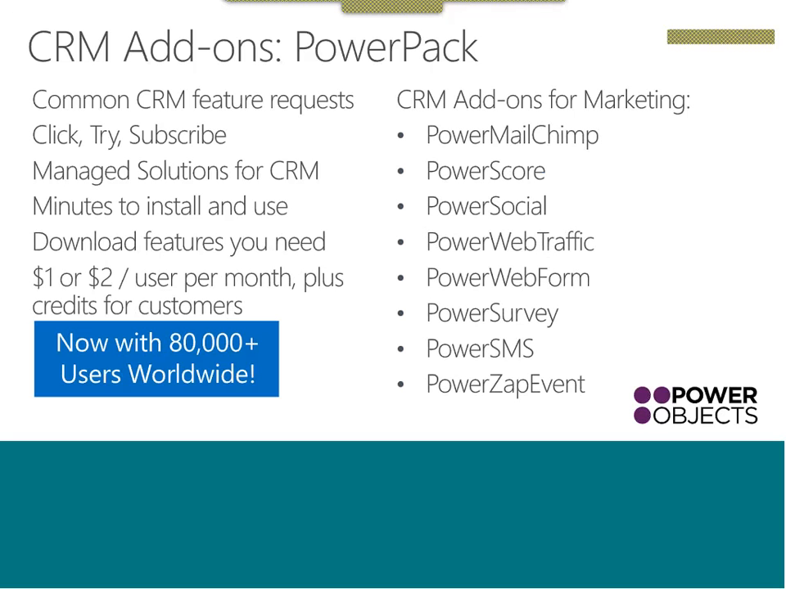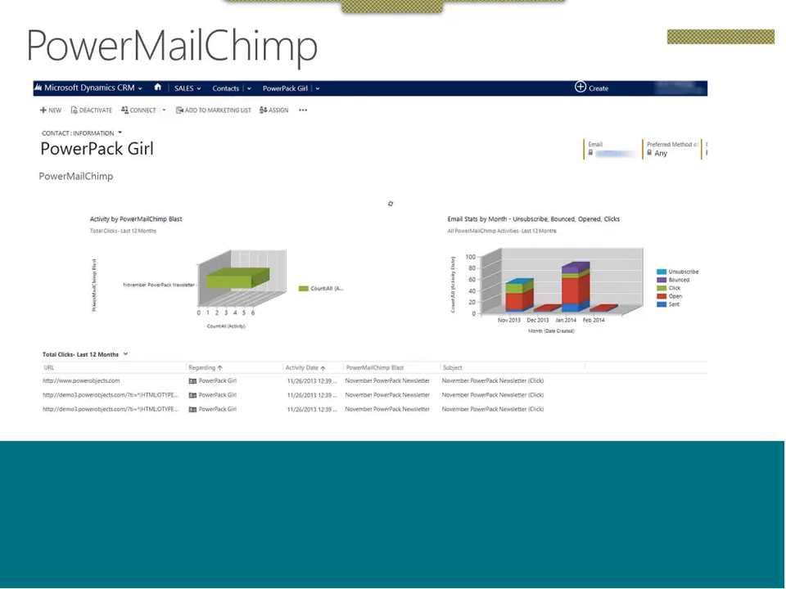The ones that are specific to marketing would be Power MailChimp, Power Score for lead scoring, Power Social for monitoring and replying via social, Power Web Traffic for tracking web behavior, Power WebForm for gathering content marketing leads from the web and filling out landing page web forms. Power Survey helps us connect information and do survey execution right outside of CRM. Power SMS lets us send text messages from CRM, and Power App Event helps us manage events and registration right inside of CRM. Again, each of these is managed inside of CRM.